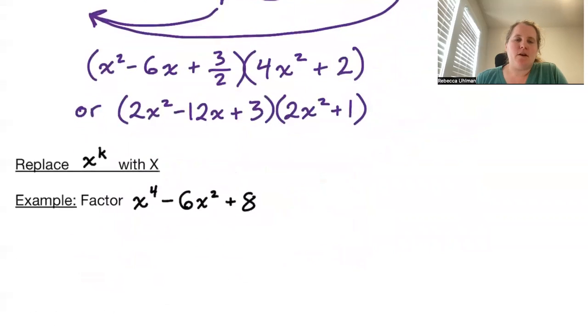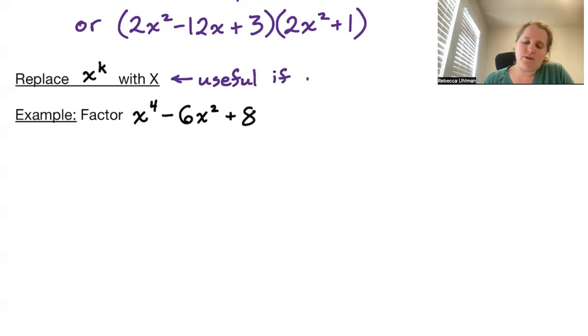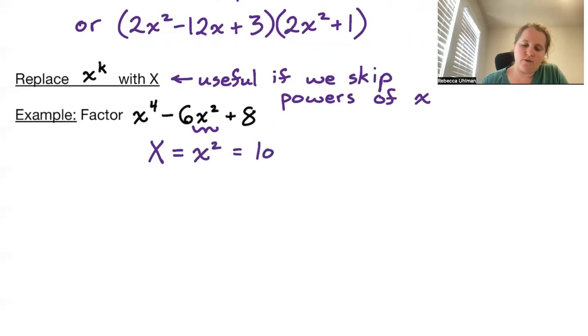All right. Next up, we have the option of replacing an x to the k with x. So this is useful if we skip powers of x. So you're just going to take your lowest power, set that equal to capital X. So this is our lowest visible power.